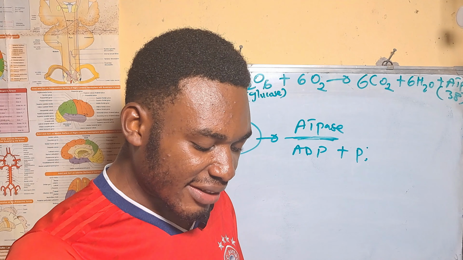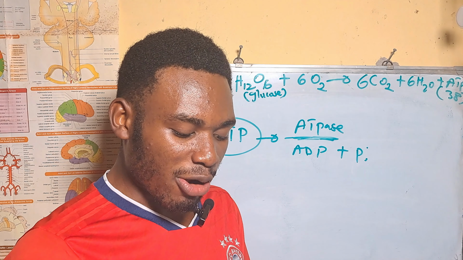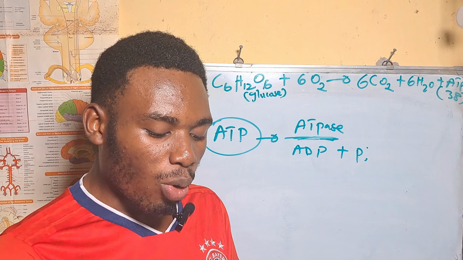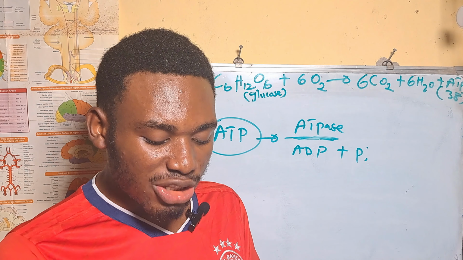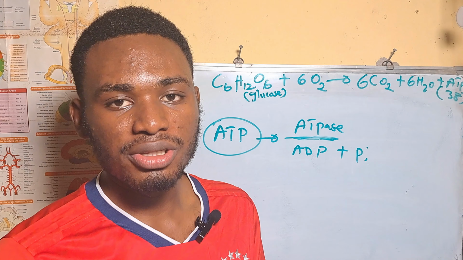Our first question goes like this. The anaerobic fermentation of a glucose molecule yields dash. A, pyruvic acid and alcohol. B, 38 ATP molecules. C, water and carbon dioxide. While D, 2 ATP and alcohol. So our answer is D, 2 ATP and alcohol.